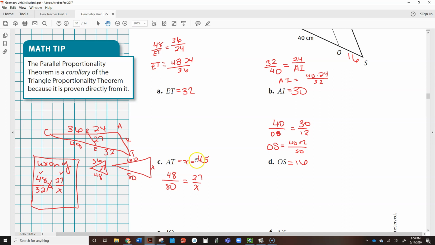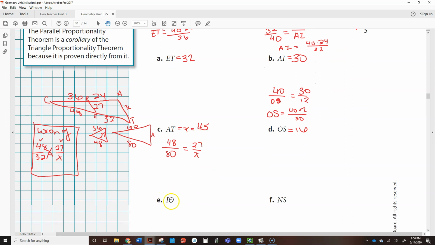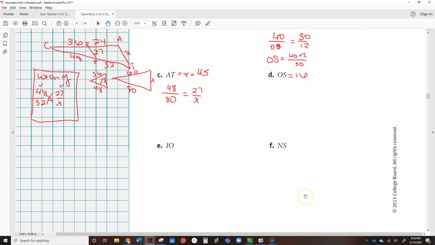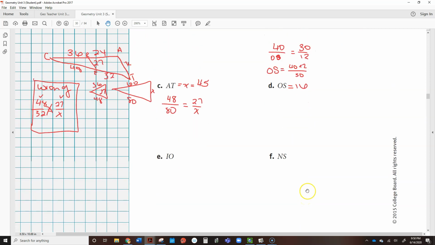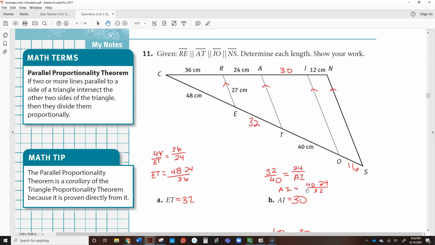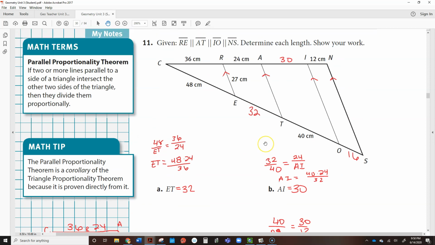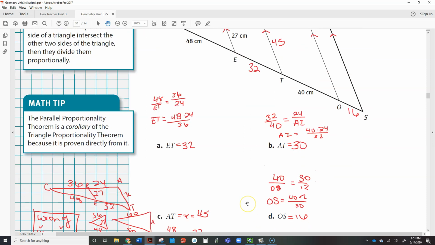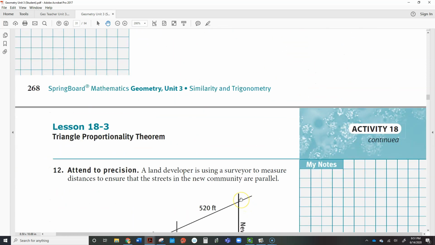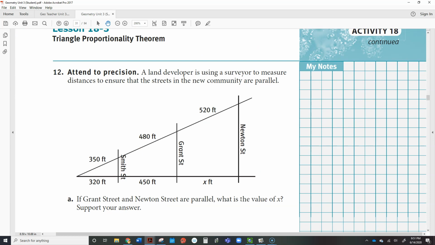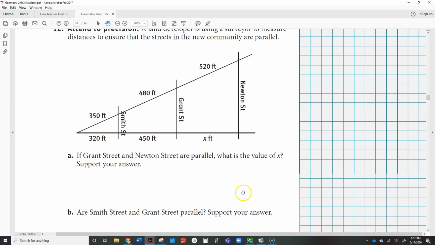Okay, and you have to do the same thing for IO and NS. I'm going to leave those for you to do because that's really important that I just did that. What was it, 45? I will put it with the video on the answers. So you're going to find IO and you're going to find NS. Okay, what's next? Another one very close to the same thing.